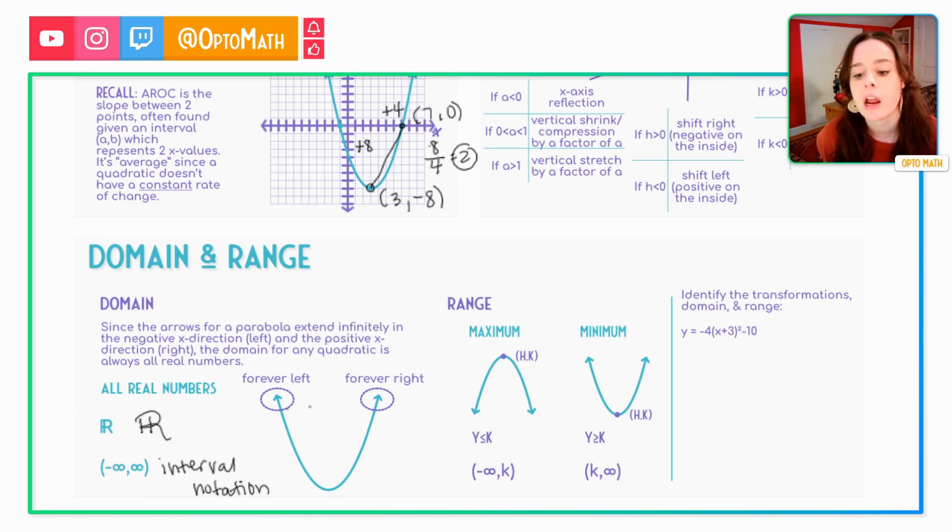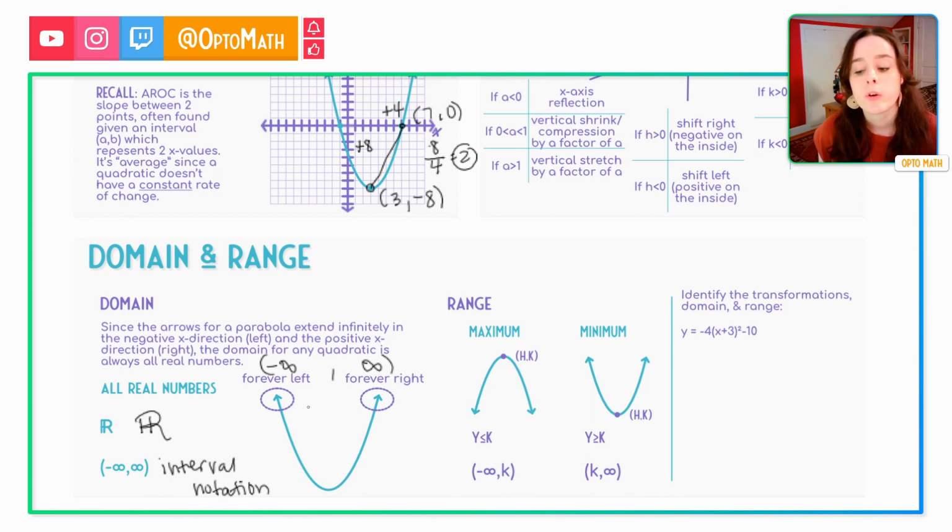So here we have our arrows circled, and the left arrow means forever left, which is going to be your negative infinity in your interval notation. And this arrow to the right is forever right, and that's going to be your positive infinity. So that's what the negative infinity and positive infinity go to, those two arrows. So forever left and forever right.